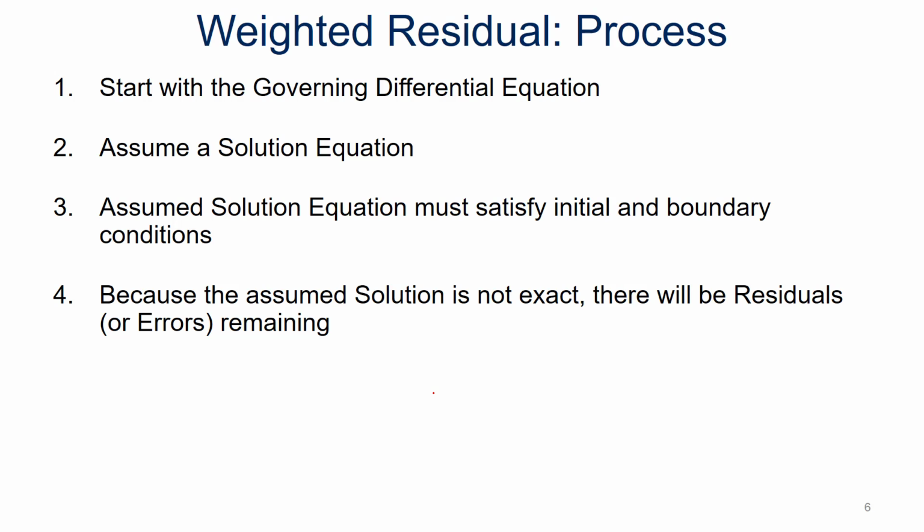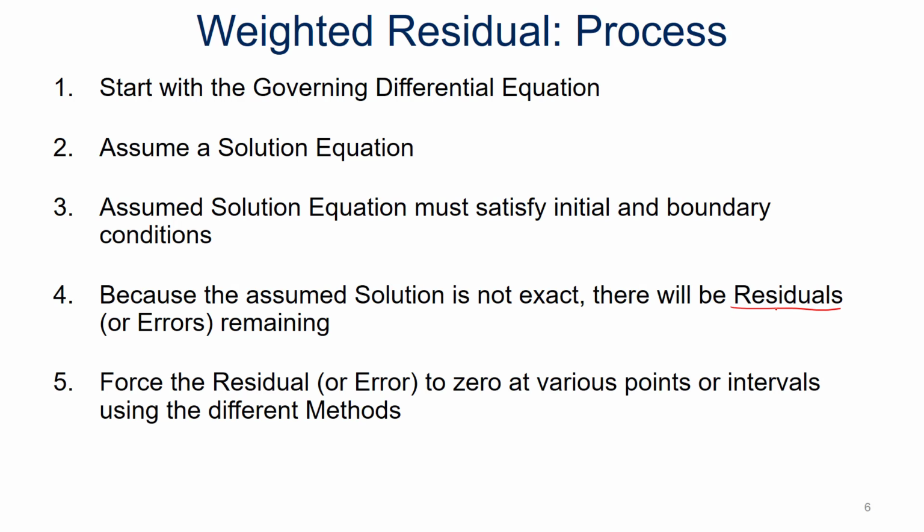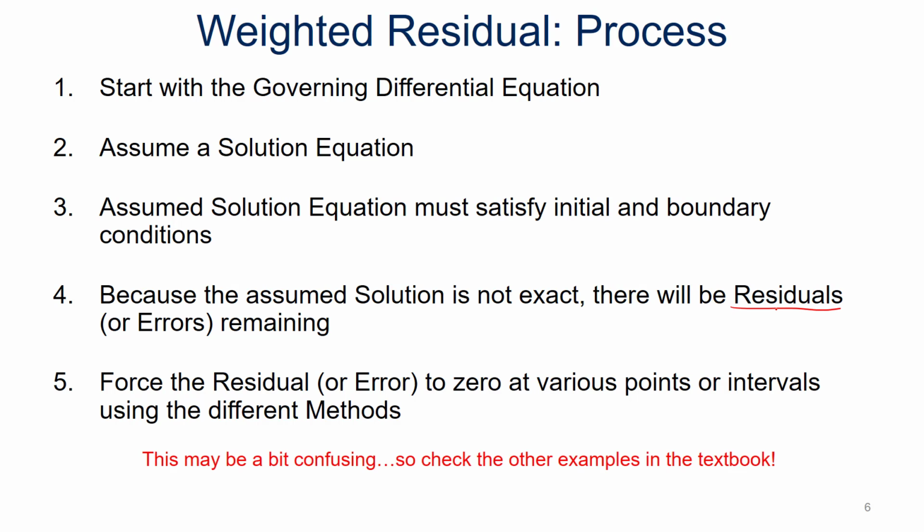Because the assumed solution is not exact, there will be residuals, hence the name weighted residual equation. And then we're going to force those residuals, or error, to 0 at various points or intervals using the different methods. All right, so this may be a bit confusing, so if you have a chance, check some examples in other textbooks to see their presentation, just so you get a couple different looks at how this goes through.